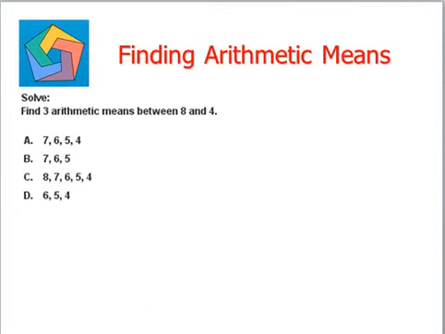Let's make the concept simpler with the next question. Solve, find three arithmetic means between 8 and 4. So that means the first term is 8, the last term is 4, and a total of 3 arithmetic means you have to find. So that means there are 5 terms in the series. The first term is 8, and the fifth term is equal to 4.